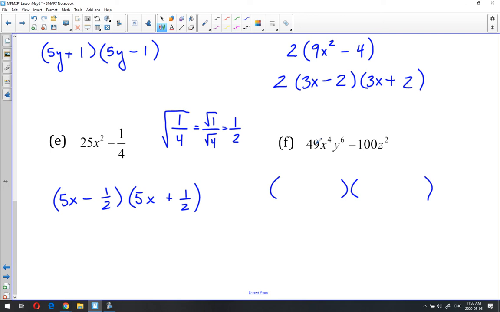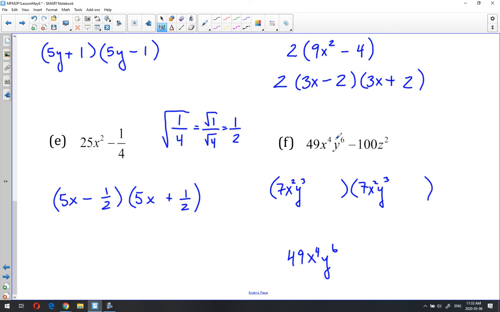The square root of 49 is 7. The square root of x to the exponent of 4 is x squared. And the square root of y to the exponent 6 is y cubed. So 7x squared, y cubed. And that's because 7 times 7 gives us 49. x squared times x squared gives us x to the 4. And y cubed times y cubed gives us y to the 6.